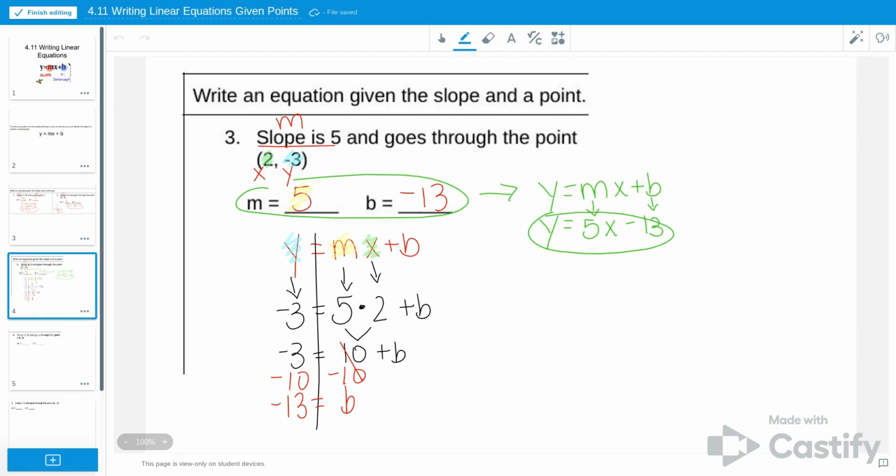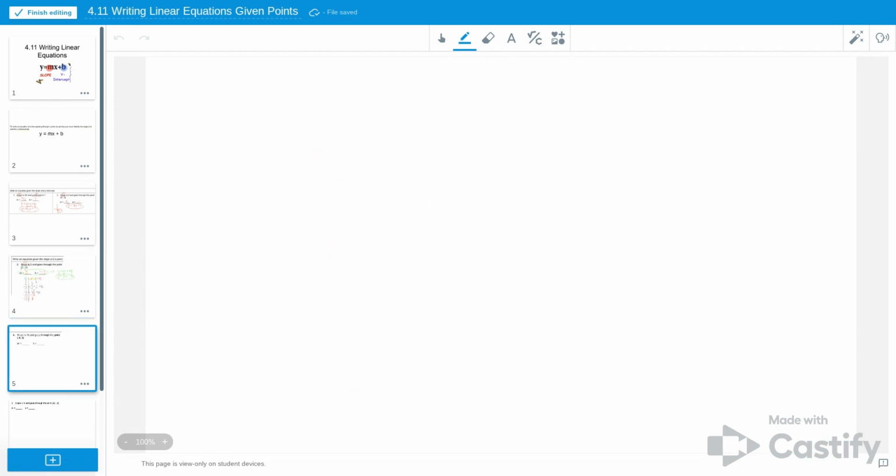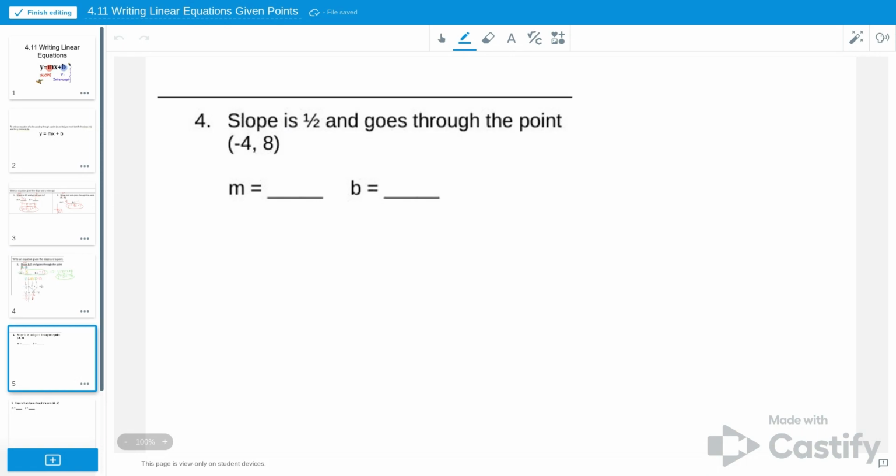So let's try another one. So this next one, slope is 1/2 and goes through the point (-4, 8).